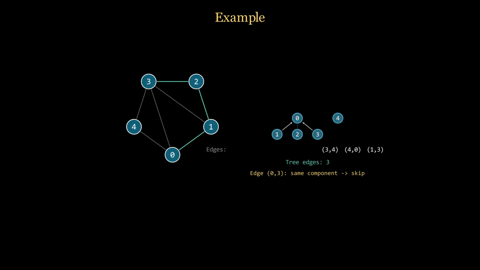Edge 0-3: 0 and 3 are already in the same component, so we skip to avoid a cycle. Edge 3-4, different components, add. We now have 4 edges, n-1, so the tree is complete. We stop here and don't process the remaining edges, they would all connect nodes already in the same component.